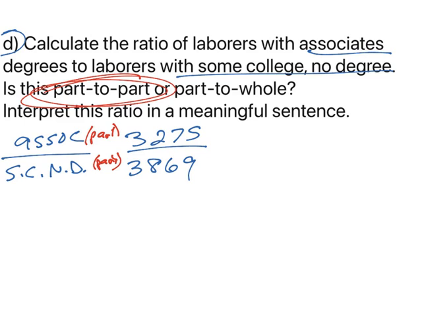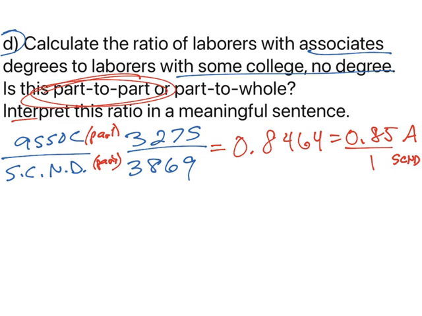So if it's part to part, that means we cannot write it as a percent. We've got to write this pretty much as a decimal. So if I divide, I get 0.8464, which I'm going to round to 0.85. Now, when you think about a ratio and a meaningful sentence, give yourself a fraction, because this top number talks about associate's degree and the bottom is some college, no degree.